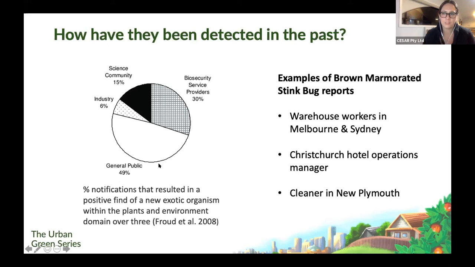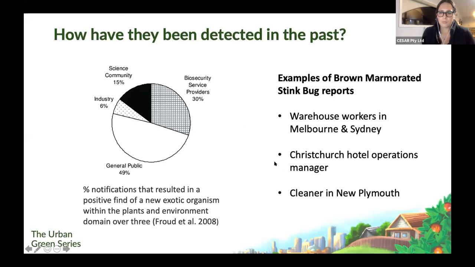And we definitely have examples where people in the community have made reports of exotic pests and saved agricultural industries a significant amount of money, but also really benefited anyone living in a city where these pests could cause a lot of problems. Over the last couple of years, we've had instances of warehouse workers in Melbourne and Sydney who unpacked some imported items and found brown marmorated stink bug and called it in.